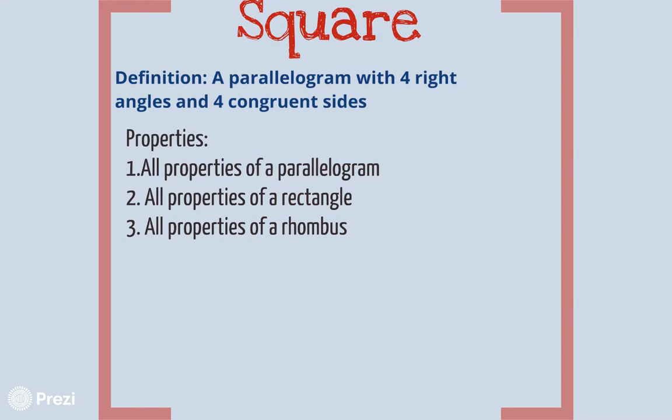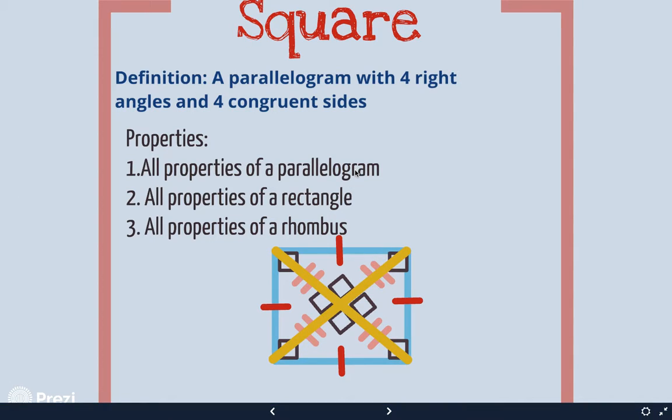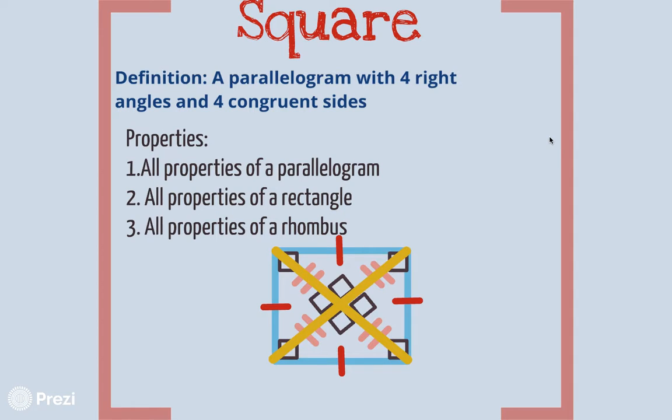Okay, so let's just move on to some properties. A square doesn't have any special theorems. So since a square is a parallelogram, a rectangle, and a rhombus, guess what? We combine all the properties of every single shape. Okay, so you have to keep in mind everything about a parallelogram when you solve a square, everything about a rectangle when you solve for a square, and everything about a rhombus when you solve for a square. So you really have to have a lot on your mind when you're solving problems pertaining to squares.